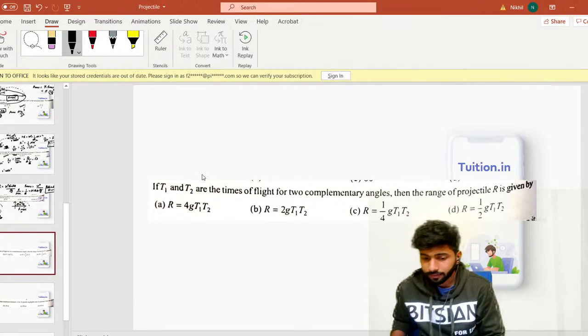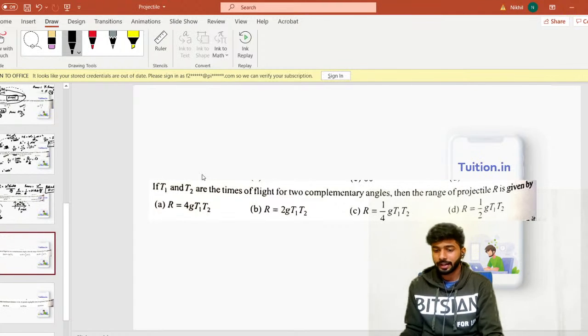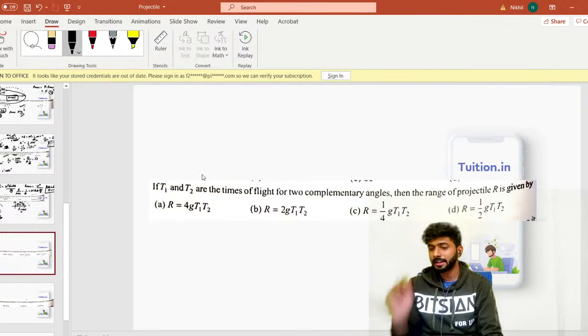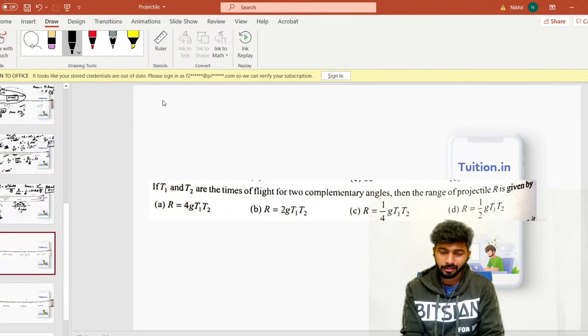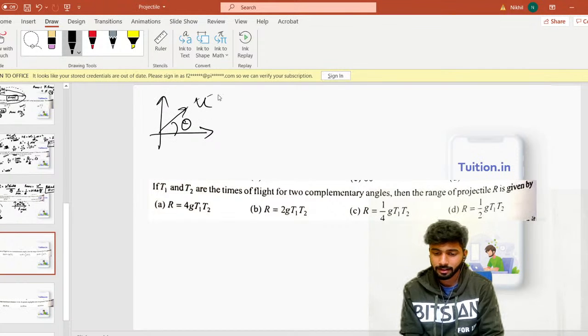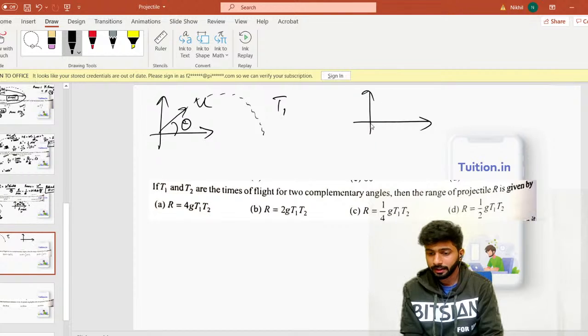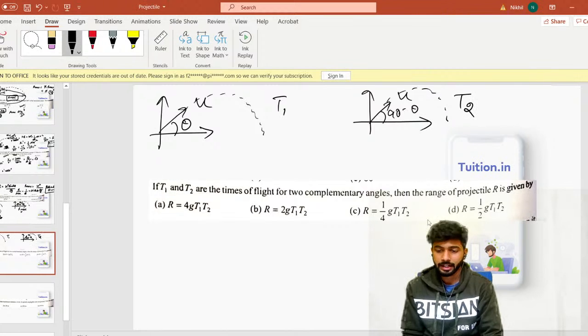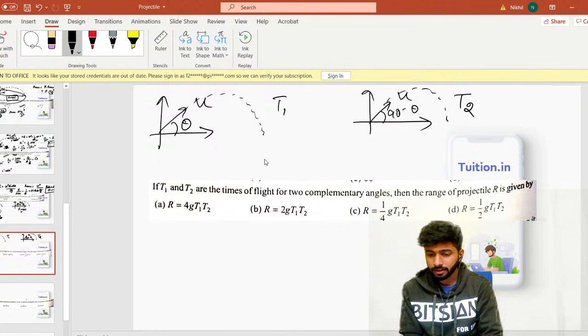If T1 and T2 are times of flight for two complementary angles, then the range of the projectile is given by. Very simple question. So you have a projectile with a velocity u, if you project at an angle theta, then the total time of flight is T1. The same projectile, if you project at an angle of 90 minus theta, then the time of flight is T2, right? So with this information given, you have to find the range of the projectile.